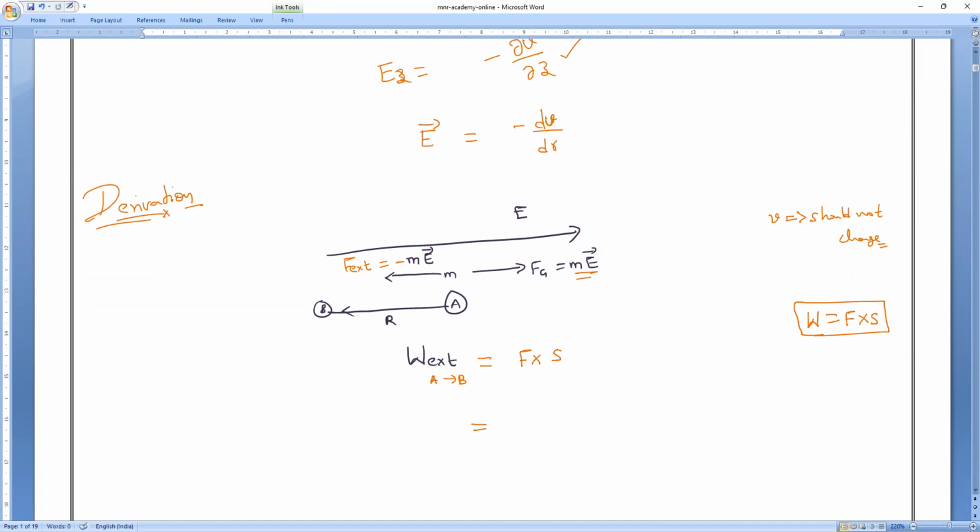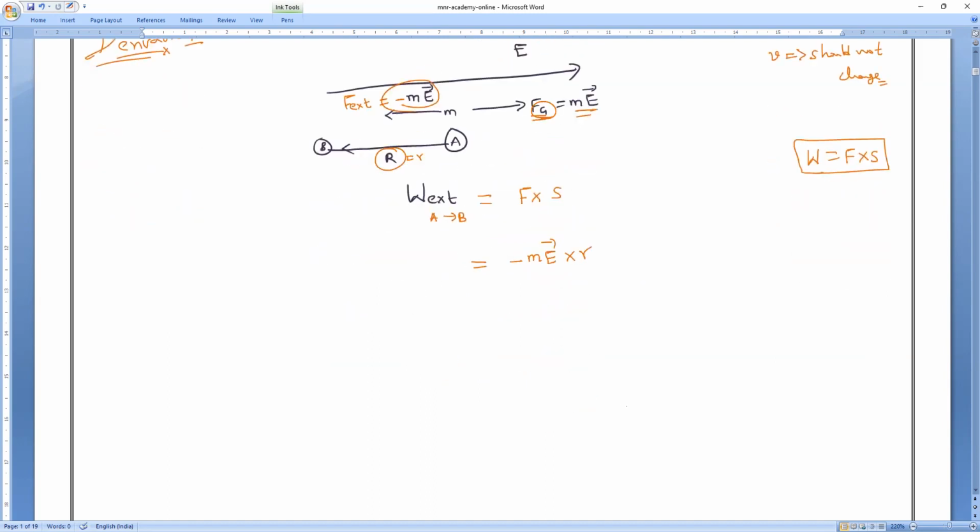What is the force here? It is equal to the gravitational force, the force exerted by gravity, which is equal to minus M into E. And the displacement, let me take as small r. So the displacement is equal to r.